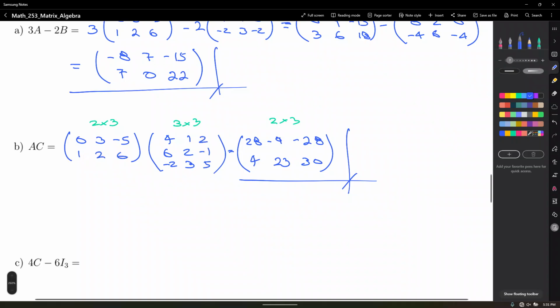All right? Essentially, we did 6 dot products, right? That's essentially what we did. A total of 6 dot products. Because again, these rows or columns represent matrices.